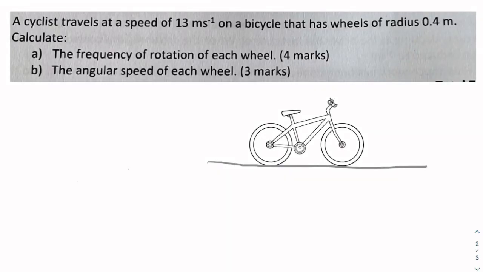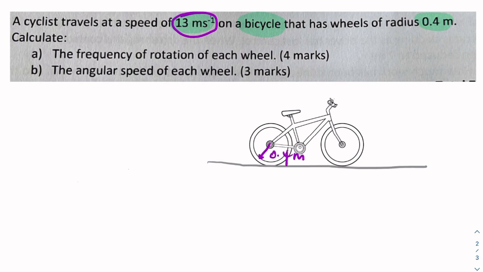In this question, we have a bicycle traveling at 13 meters per second, and we're given the radius of the wheel. So we know that the radius here is 0.4 meters. And we know that the bicycle is traveling at 13 meters per second.